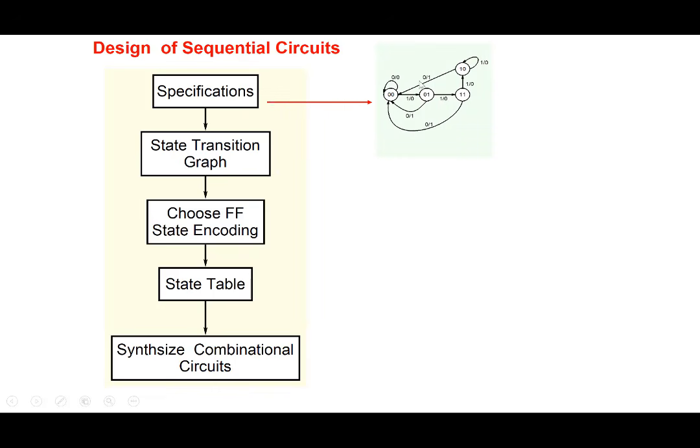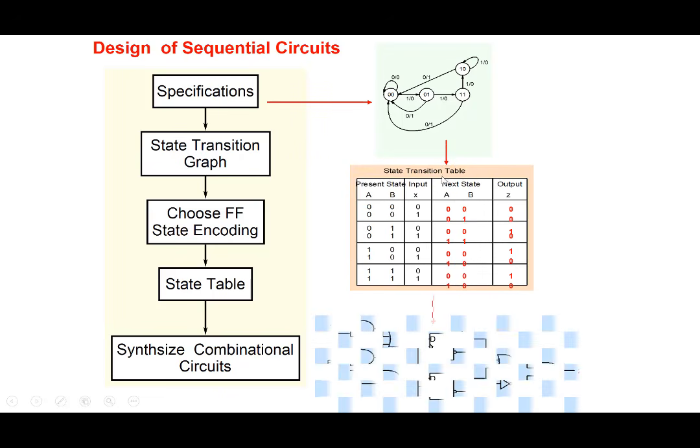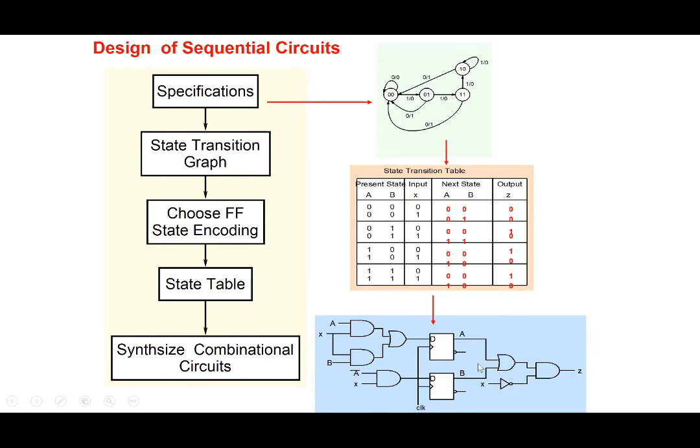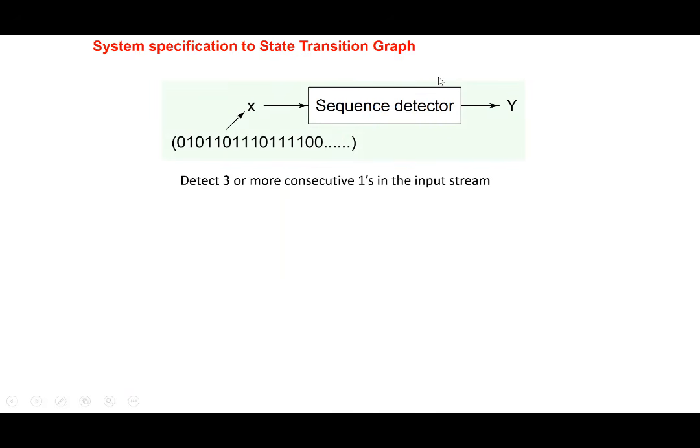So the specifications are, from the nature of the problem, we want to capture it in this particular way, a state transition graph, and then the state transition table, and then finally the circuit here. Okay, so that's the approach to designing the sequential circuit. So the first step is the state transition graph. So all right, let's see with some examples.